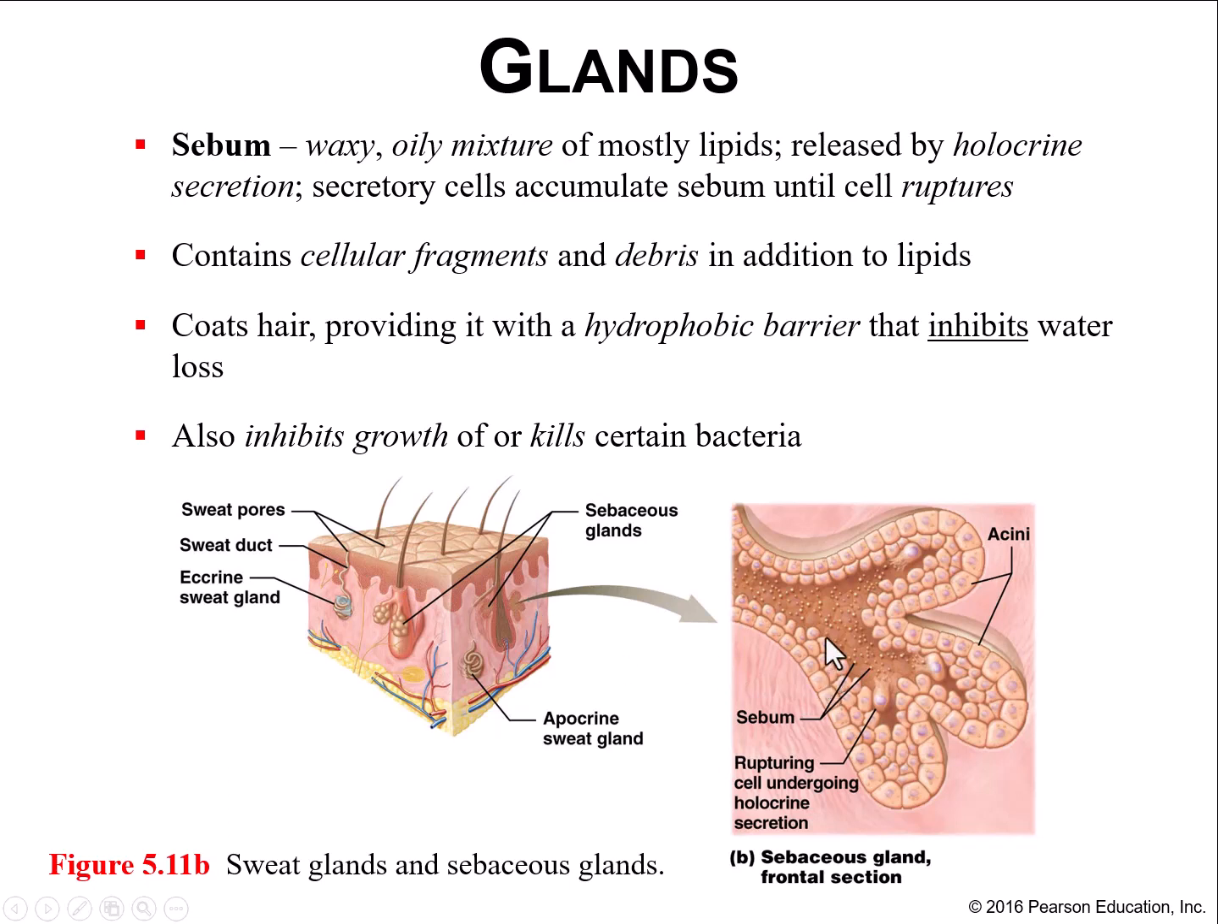And remember, I pointed out the merocrine secretions that did not harm the cells. Earlier, with the sebaceous gland, you actually get holocrine secretions, and this causes the whole cell to rupture, and so the cell dies. So these secretions are from dying cells, and so there's a lot more cell debris. So you've got cellular fragments and debris in addition to the lipids and the proteins in the sebum. It helps to moisturize the skin, provide a hydrophobic barrier that inhibits water, and also inhibits growth or kills certain bacteria.